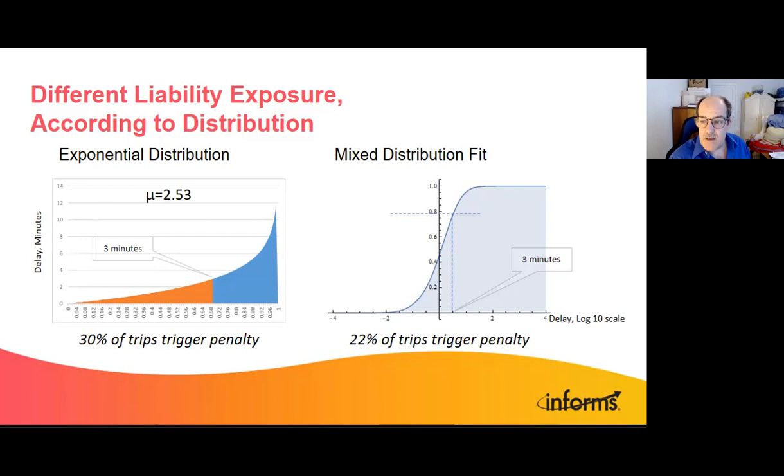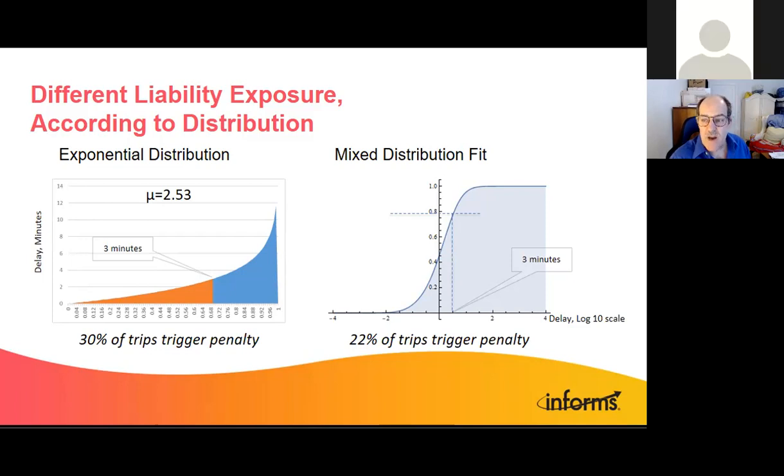And on that figure for that exponential distribution, I have colored in where the 3-minute measurement point for delays on the railways happens. So in Denmark, 3 minutes is our trigger point. 3 minutes and the train's late. So anything in the blue is a late train. So 30% of the trips, 30% of the data points under this distribution trigger that delay.